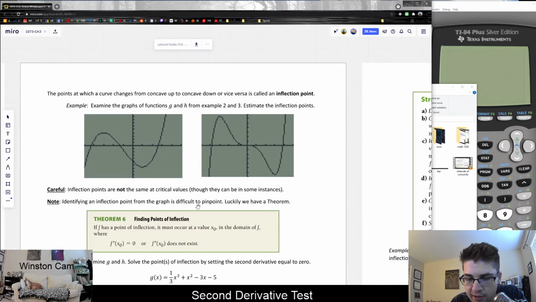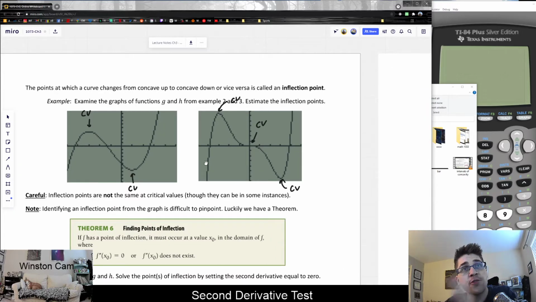Like, critical values are easier because that happens at the top or bottom of a hill. Like, critical values should be there, critical values should be here. And on h, we should have a critical value here. We should have a critical value there. And also, one that might be a little bit easier to miss would be at this location, because critical values occur when the first derivative is 0 or undefined.